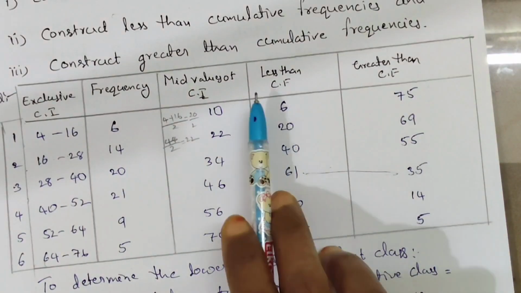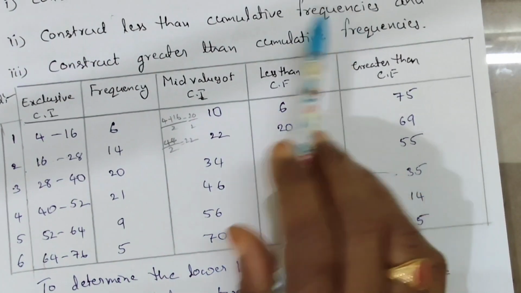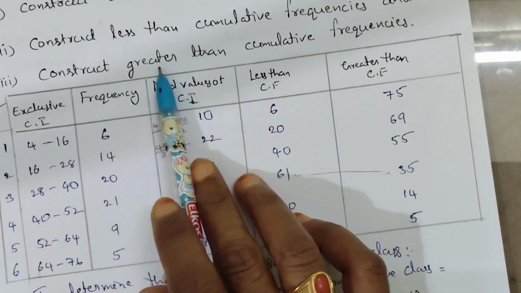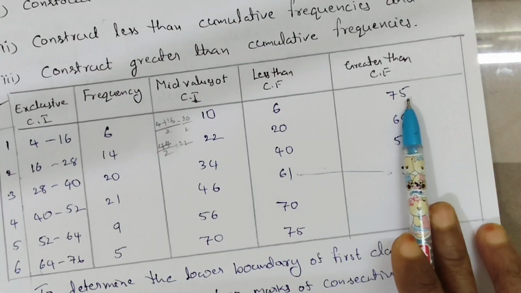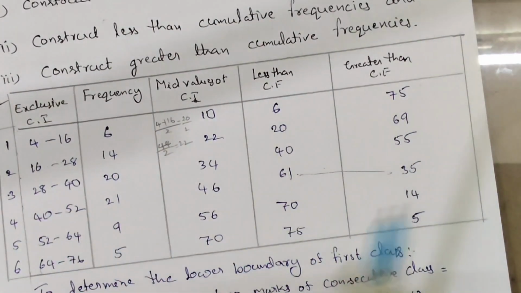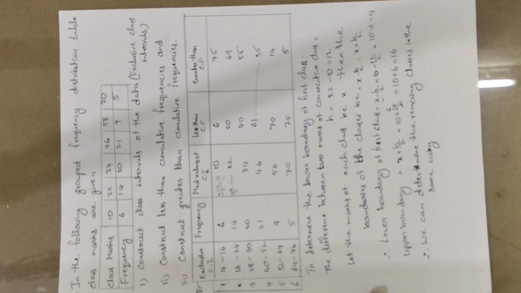Now we have completed the less than cumulative frequency and the greater than cumulative frequency. The second one is the less than cumulative frequency, and the third one is to construct the greater than cumulative frequency. So these two are completed. This is the second answer, this is the third answer. So now the fourth question's answer is complete.